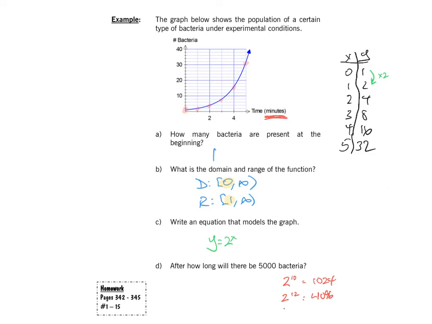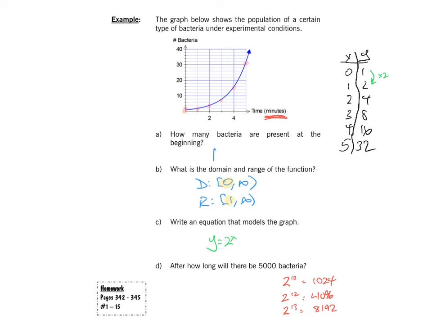And so let's just go one more. So it's 2 to the 13. That's going to be 8,192. All those values are found on your calculator. So it's going to be between 12 and 13 minutes. And we have to really wonder if this is a discrete or continuous graph.